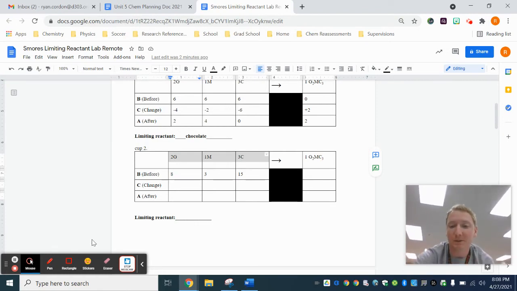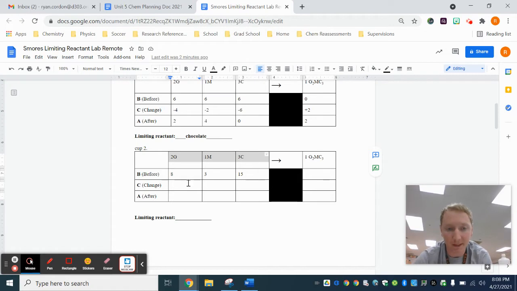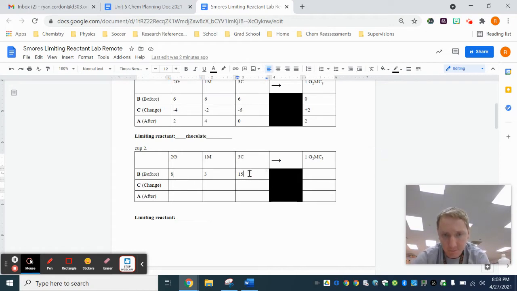Okay, before we actually start making s'mores, I want you guys to make a prediction on which reactant will limit us from making more s'mores. So what's going to be the reactant that's going to hold us back from making more of our product? So go ahead and pause the video at this time and see if you can predict that. All right, hopefully by this point you've had time to predict which reactant is going to run out first, based on the amount we start with and the amount each reactant is used each time the reaction occurs. So let's see what will happen.